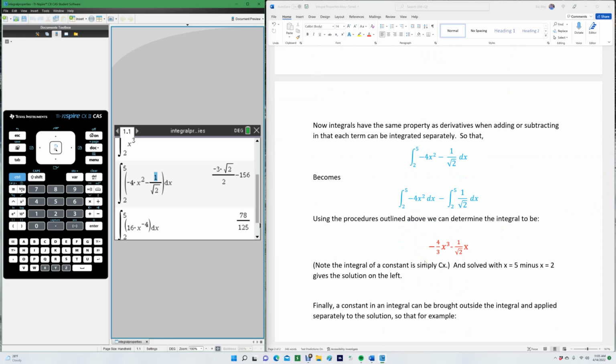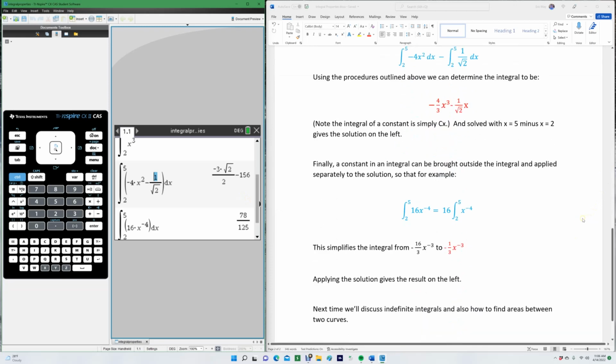So I want to show, just by way of an example, that the 1 over square root of 2 is a constant and the integral of a constant is simply cx. So in this case 1 over the square root of 2 x. So we solve this with x equals 5 minus x equals 2 and that gives us the solution on the left. Negative 3 times the square root of 2 over 2 minus 156. Again, that can be calculated out to give an exact value. I believe it is negative 158.121 would be the approximate value.